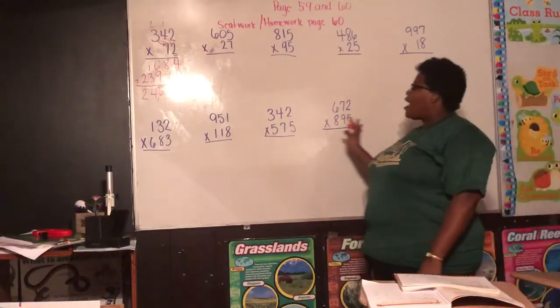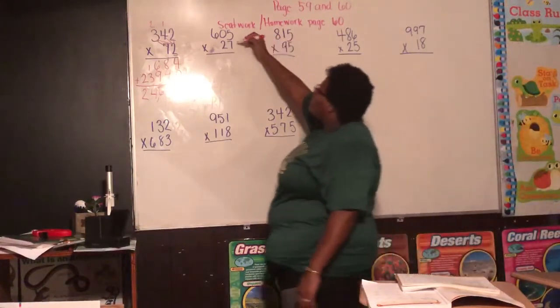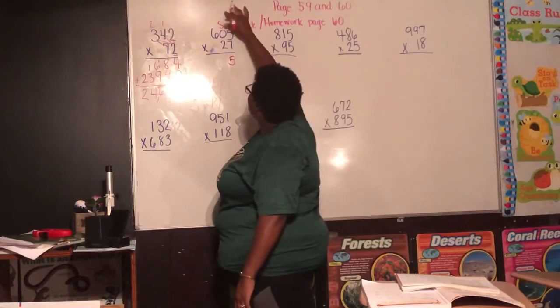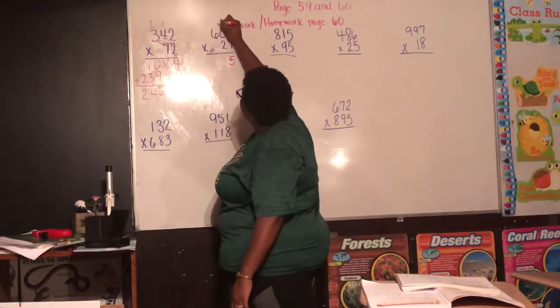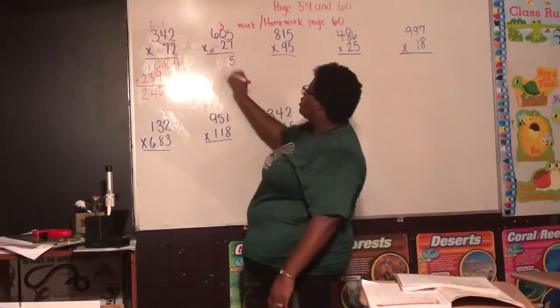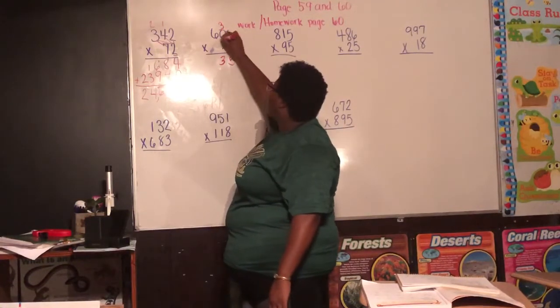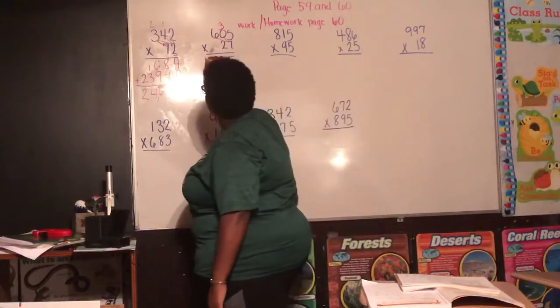So, now let's finish up here. Now we know we start here. 7 times 5 is 35. Carry your 3. I'm going to erase the word seat work. 7 times 0 is 0 plus 3 more is 3. Hit them with 6 times 7. 42.